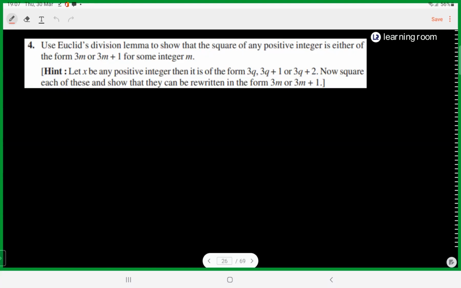Nine into 13, 39 are how much? 117. What is the remainder? 8. So I can express this as 117 plus 8. So in 117 I can take again 9 common. So in all four of them I can take 9 common, and the remaining quotient I can consider like m. So finally it's in the form of 9m plus 8. Clear?